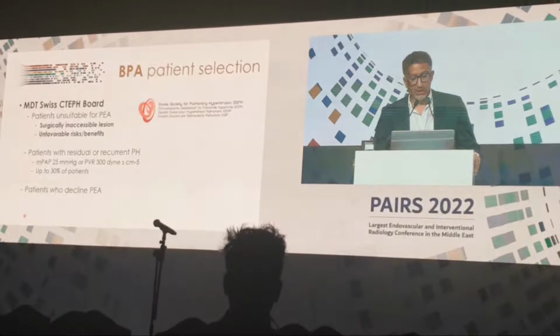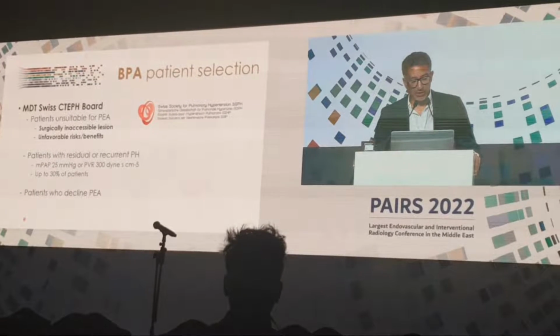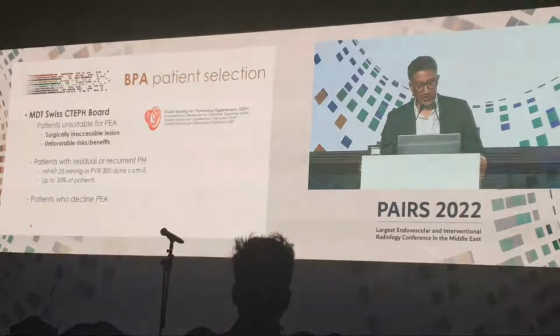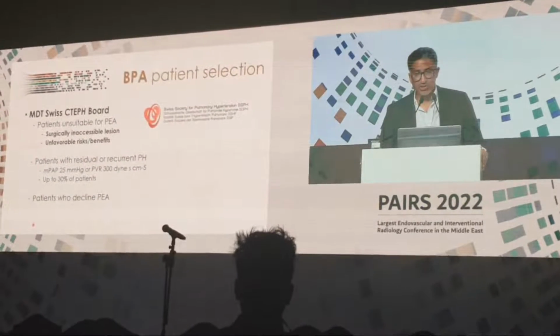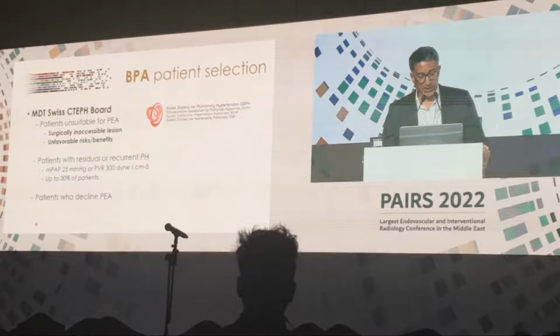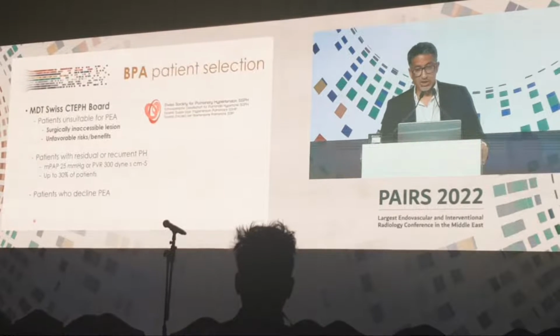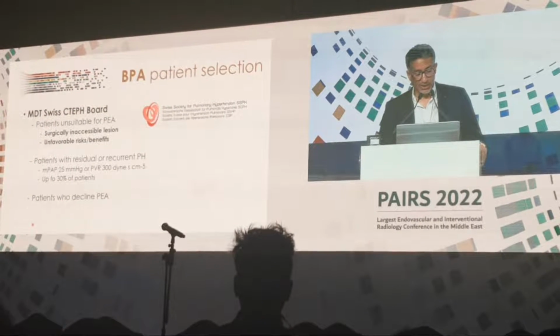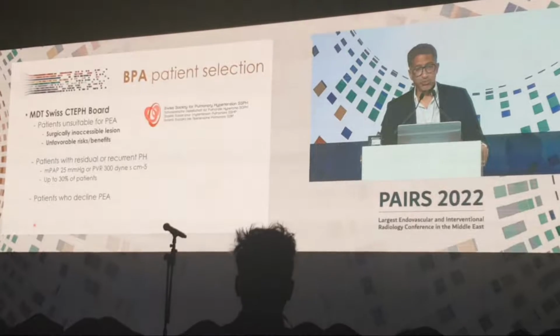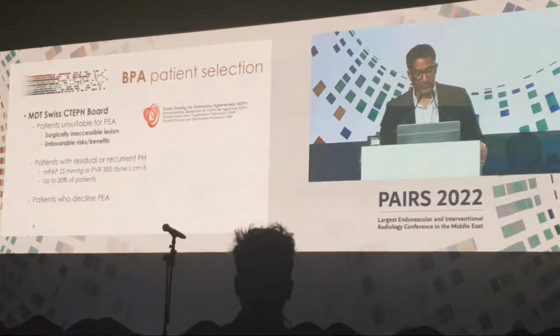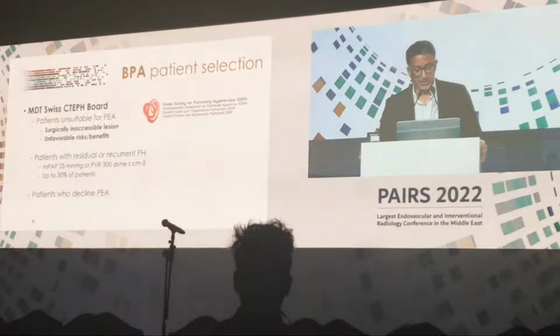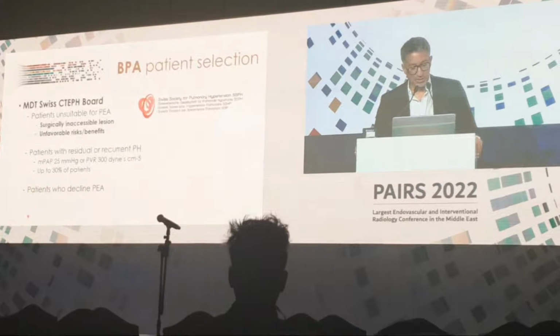angioplasty. Actually, 3 subgroups of the population are selected for this kind of treatment. The first group is patients unsuitable for surgery because the lesion is not accessible. This is the case for distal lesions, or because the patient is not operable in terms of risk and benefit for the patient, mainly because of comorbidities.